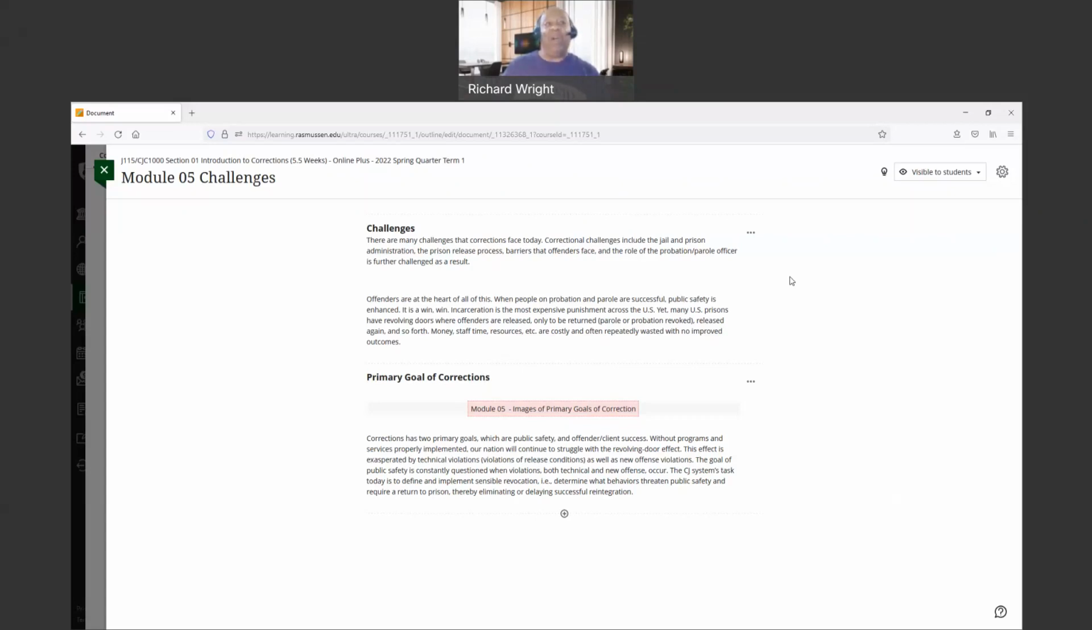So when individuals are placed on probation and or parole, with the issue of public safety being involved, there are conditions that are given. And if those individuals violate those conditions, then they are possibly going to be found guilty by a preponderance of the evidence, just like in a civil case, not beyond a reasonable doubt, that they violated a condition.